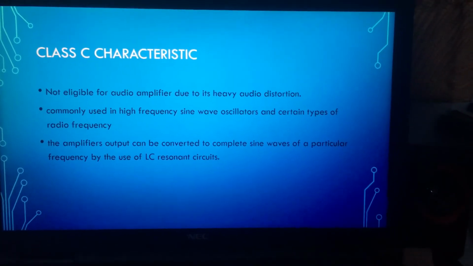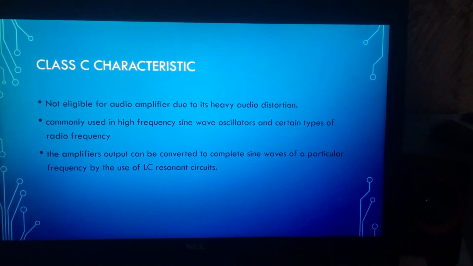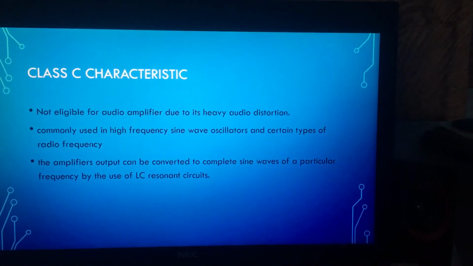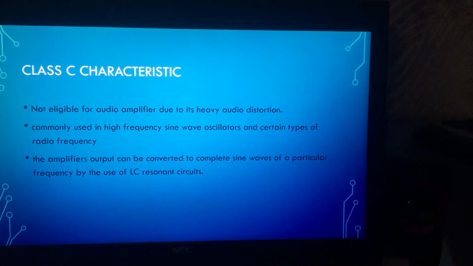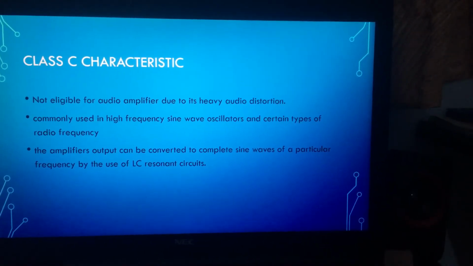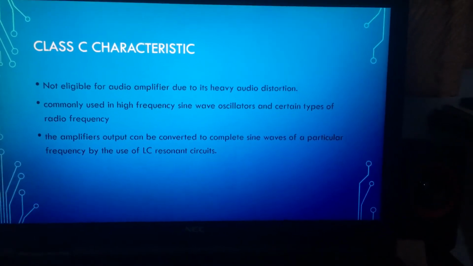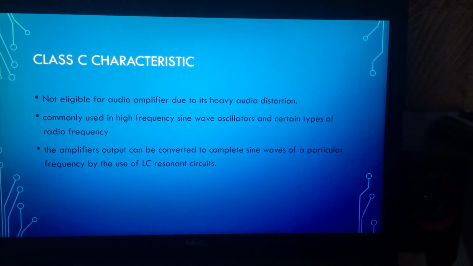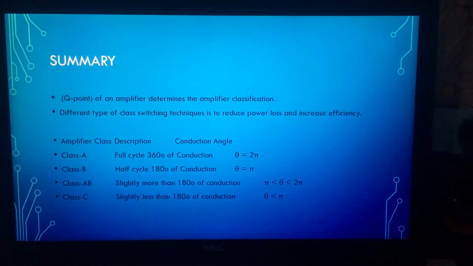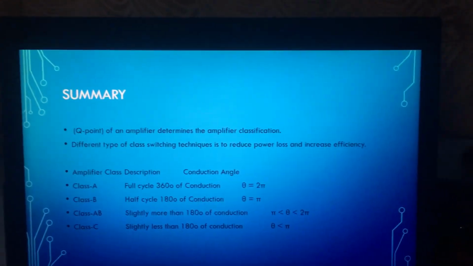Okay, the class C characteristic is that it is not suitable for audio amplifiers due to its heavy audio distortion. It is commonly used in high frequency sine wave oscillators and certain types of radio frequency applications. The amplifier output can be converted to a complete sine wave of a particular frequency by the use of an LC resonance circuit. Next. Okay, that was all of the characteristics of class A, B, and C.